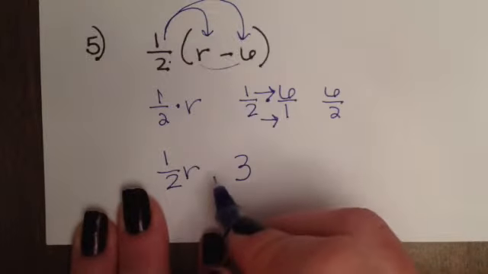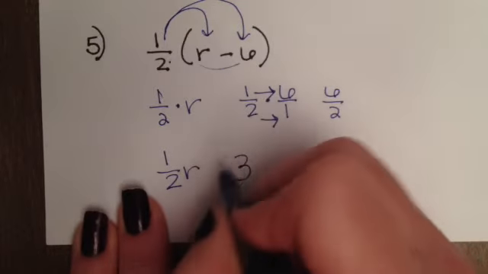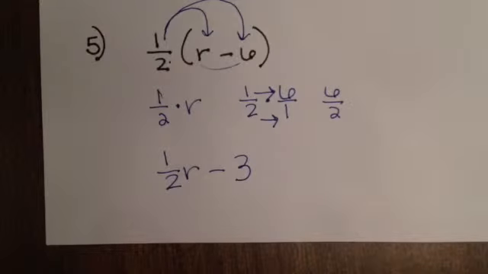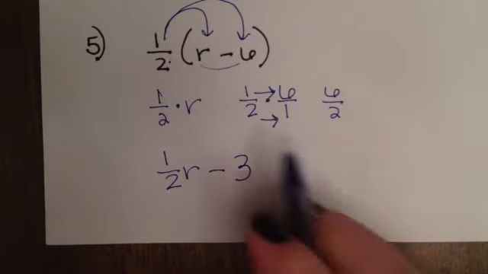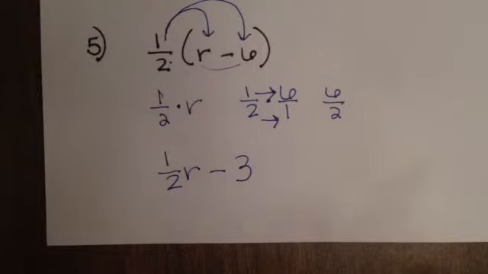What do I need to put in between these two terms? Awesome, a minus sign. So the fraction ones just require a little bit extra work with our multiplying. So 1/2 r minus 3. Nice job on the distributive property.